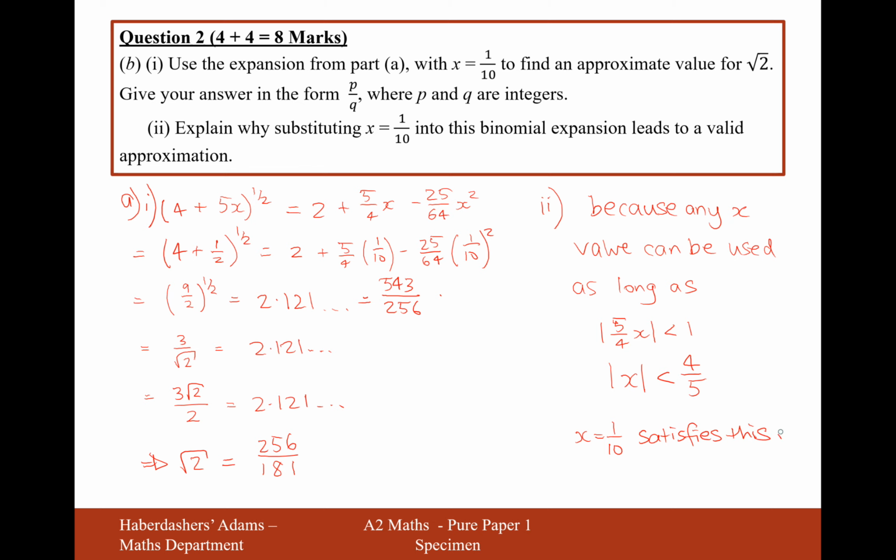Okay, so there we are. That's the answer to part A and part B. So 543 over 256, and 1/10 satisfies the modulus of x being less than 4/5, so 1/10 can be used. The smaller that x value is, the more accurate our approximation is going to be. So there we are, that's 8 marks for question 2, the binomial expansion question. Let's now move on to question 3.